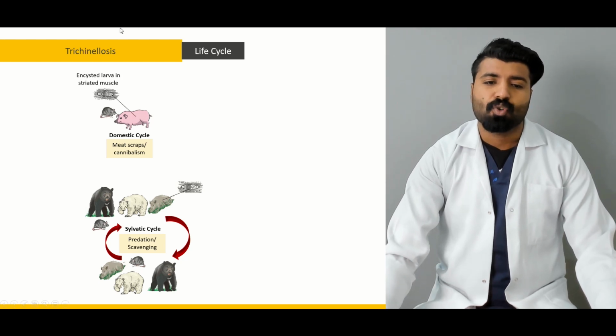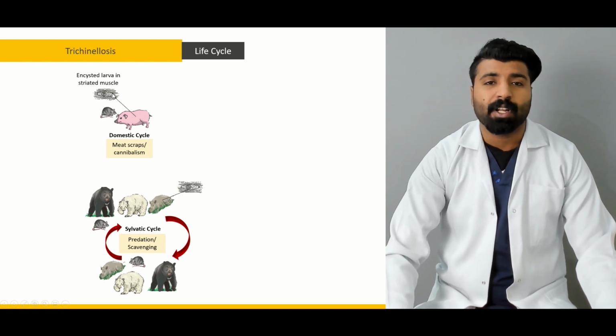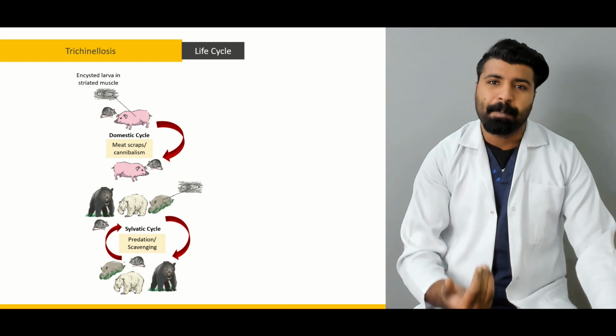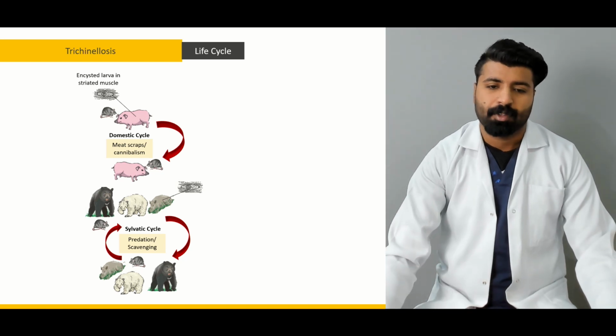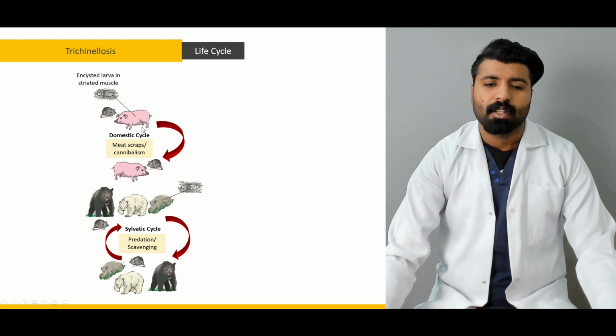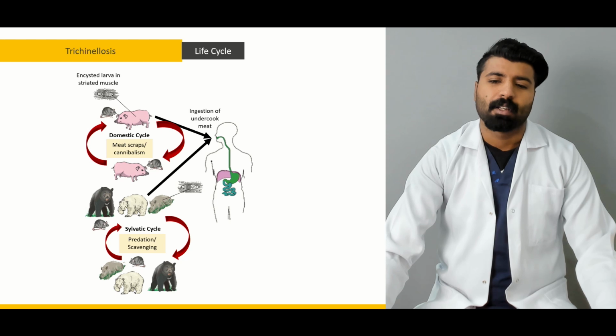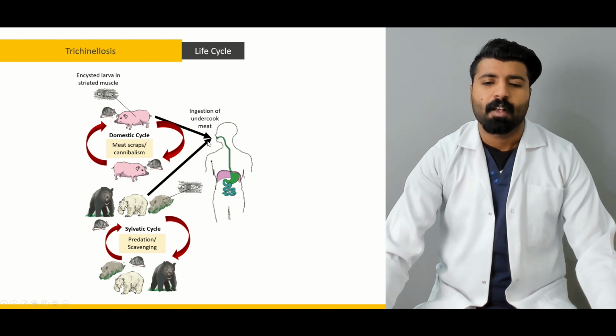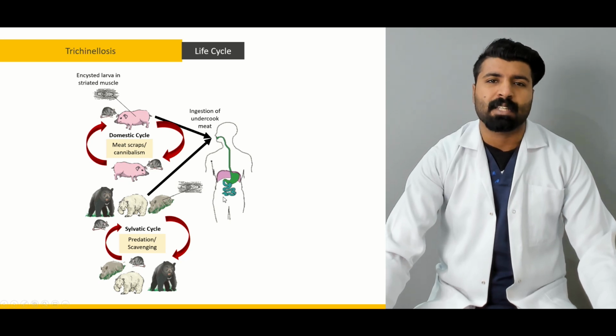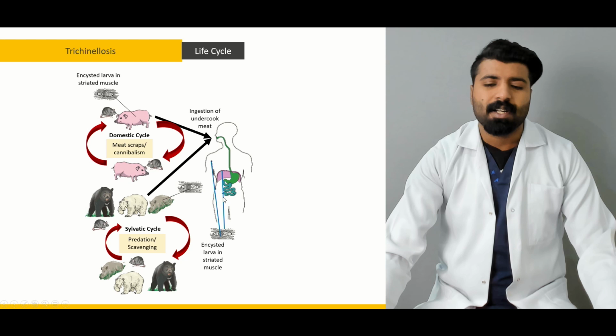Next, I just told you they have these encysted larvae in the striated muscles. When we consume them, we're actually helping them invade our enteric system. So this cycle continues, mostly from pigs to pigs or rats to rats. But if a human somehow consumes it, what will happen? Ingestion of undercooked meat will get into our system, pass through our stomach, go into our intestine, and harbor themselves. Once they are in our intestine, what's going to happen?